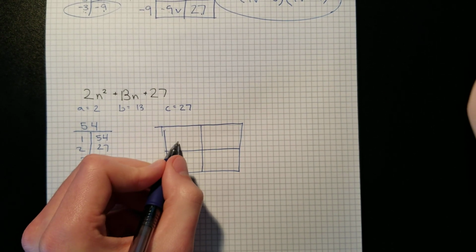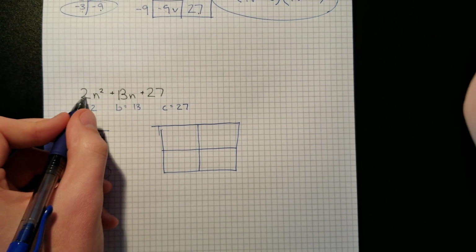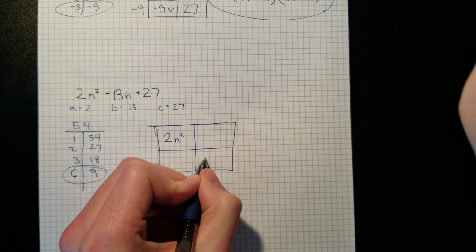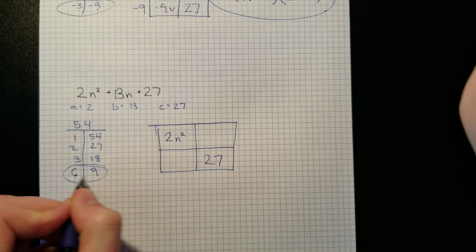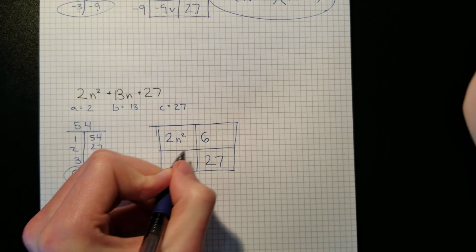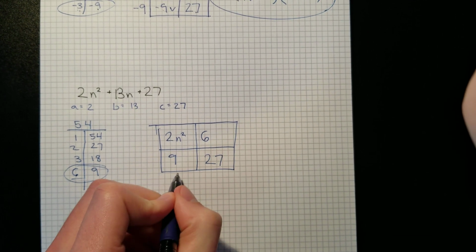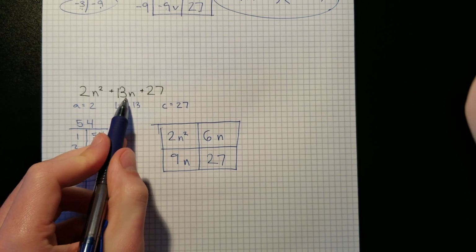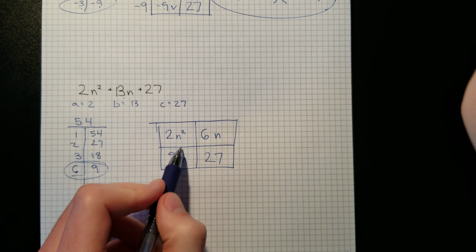So the top left, that is always that first term, the 2n squared. Bottom right, that's always c, 27. And then I take those two numbers and I put them in here and here. So 6 and 9. And what's missing from those? Well, we've got to put the variable back, n and n. Those add up to the middle term. So this all works out.